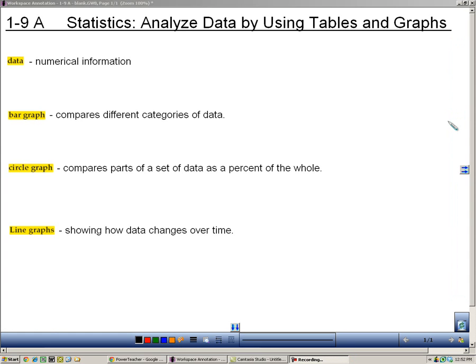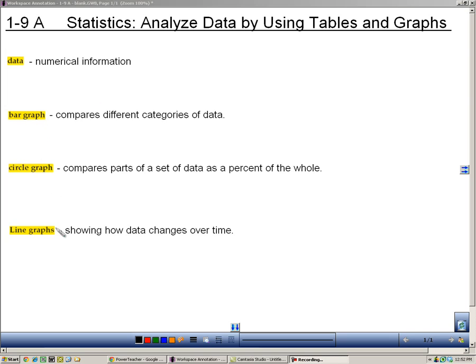Section 91A is about some statistics, specifically analyzing data by using tables and graphs. We're going to start with a couple definitions, and then I'll run through a presentation and try to explain some graphs to you. The first definition is data. Data is just numerical information given to us in number format so we can do stuff with it.